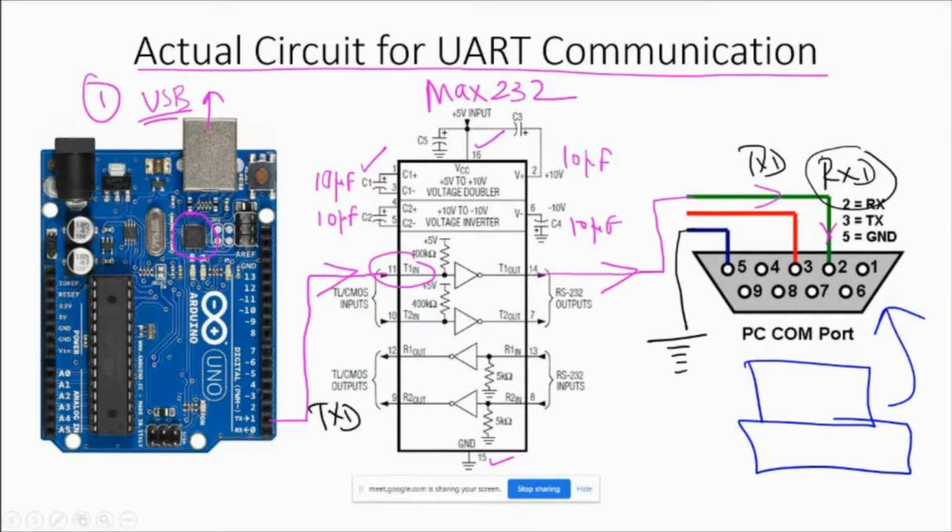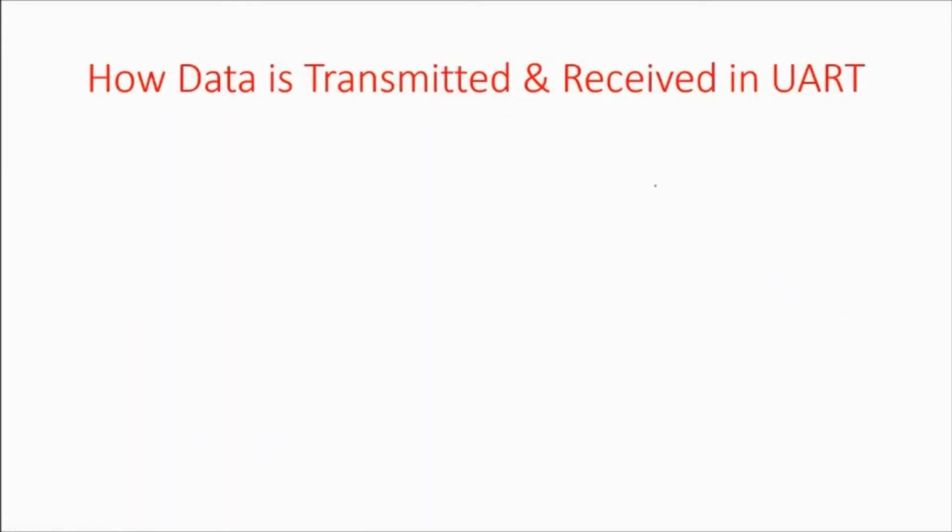What is the receive chain? You start from the PC side now. The third pin of the PC is the transmit of your PC. That transmit of the PC, I give it to the 13th pin, which is receive in. I take the receive out and connect it to the receive pin RX. So that completes my path for how the data is transmitted and received via UART.